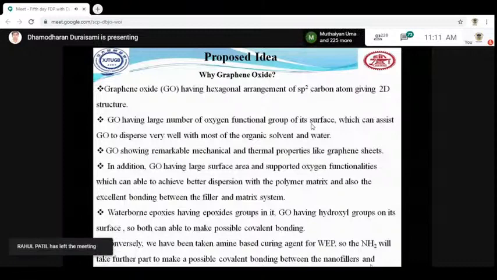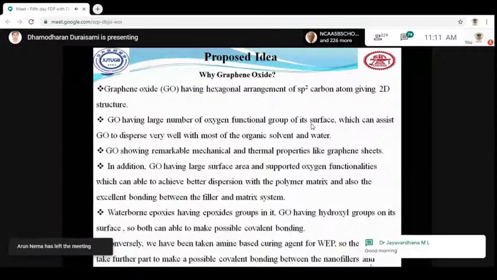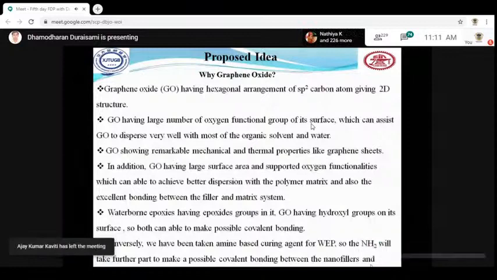In our waterborne epoxy we also use a curing agent. Here we have used an amine-based curing agent, meaning that at the end of the curing agent we have an amine functional group, NH2. Those NH2 groups can form covalent bonds with the graphene oxide. The graphene oxide surface generally has oxygen groups: carboxylic, hydroxyl and epoxide groups.